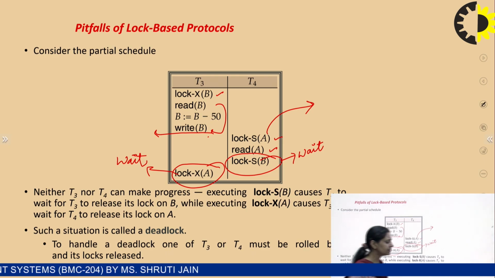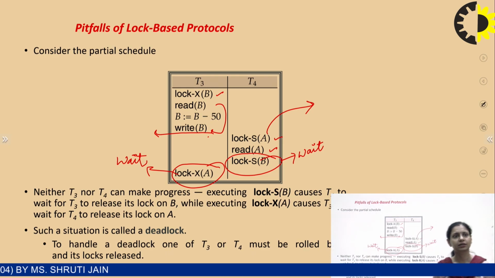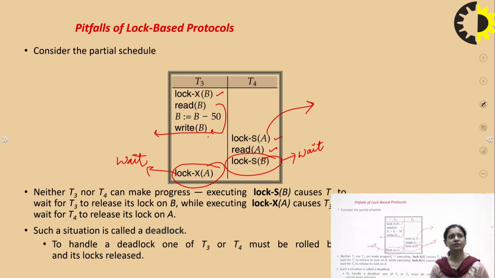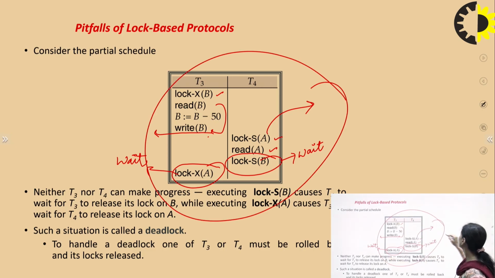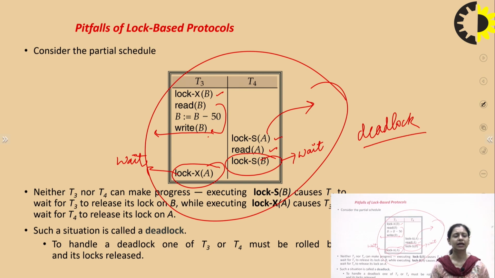So when transaction T4 is waiting for T3 to release the lock and T3 is waiting for T4 to release the lock, this enters into a deadlock condition, because no one is ready to release the lock for the sake of the other and both the transactions are waiting indefinitely. So in that case, neither T3 nor T4 can make progress. Such a situation is known as a deadlock situation. So to handle a deadlock, either T3 or T4 must be rolled back and the locks can be released.